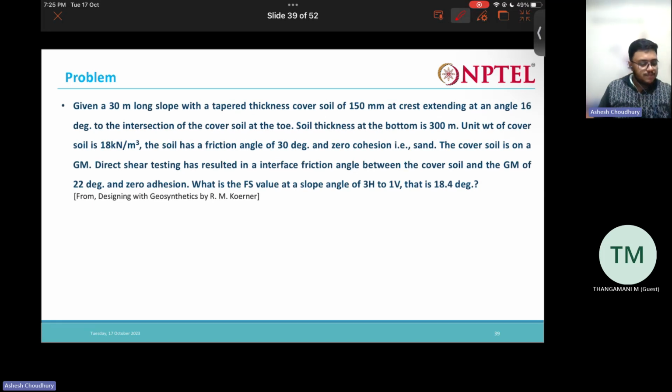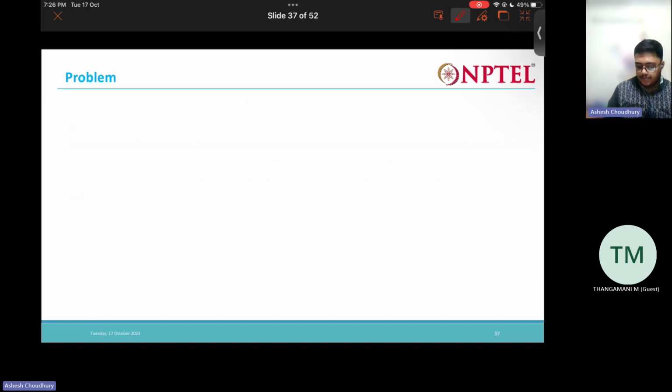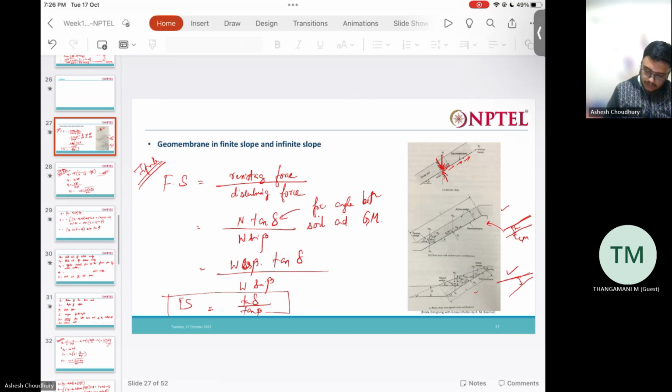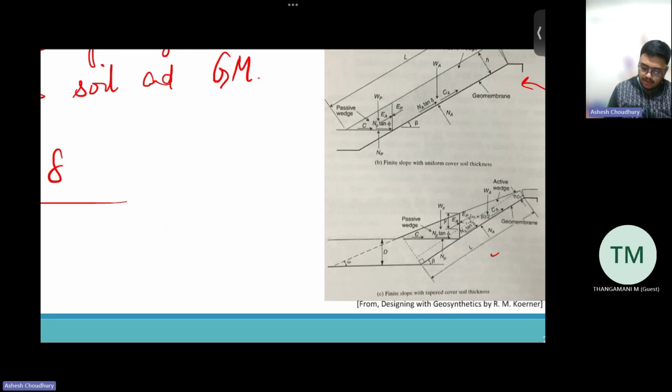Now one more problem, the same problem, but it will be tweaked for this one. Our tapered slope. So given a 30-meter long slope with a tapered thickness cover of 150 mm at the crest, extending at an angle of 16 degrees to the intersection. Means the angle omega, which I wrote. If you see the figure, it will be clear. This is the angle omega. Okay.